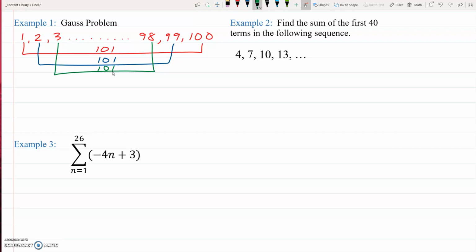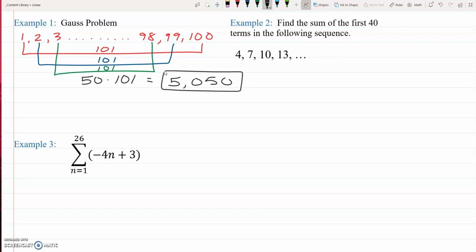So all he had to do was multiply 50 times 101, and he got an answer of 5,050. And that is the correct answer to adding up the first 100 numbers together. Questions? 3rd grade math teacher just got right.